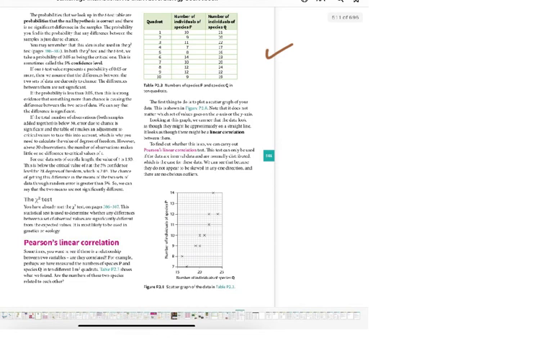The first thing is to plot a scatter graph of your data. Note it does not matter which set of values goes on the x or the y axis. Looking at the graph, we can see that the data looks like it might be approximately on a straight line. It looks like there might be a linear correlation. So what do we do? We find out the Pearson's linear correlation.